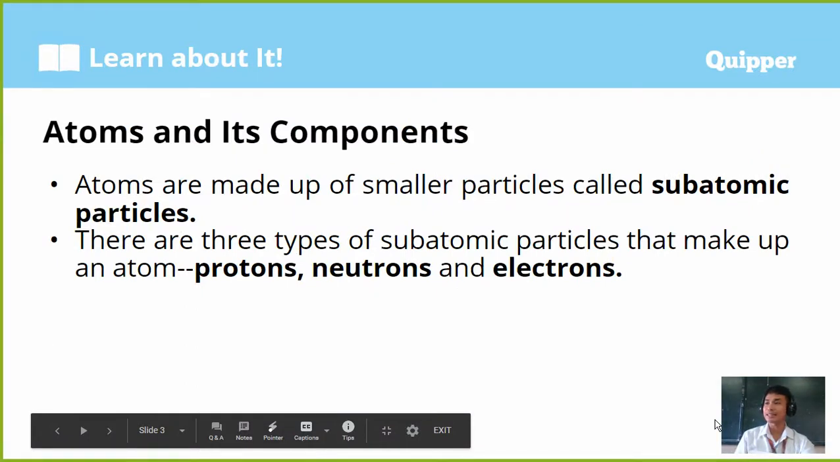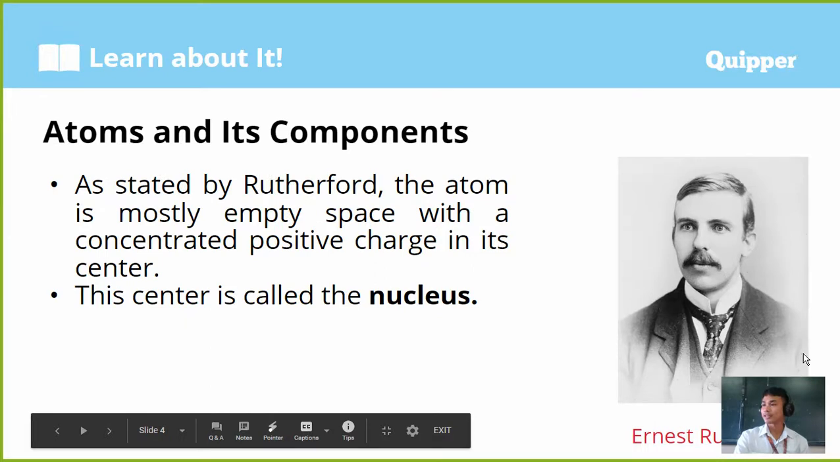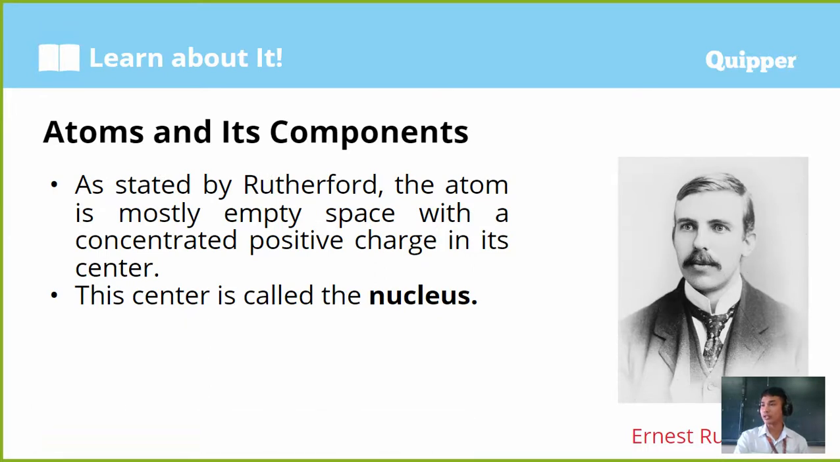So atoms and its components. Remember that all matter is made up of atoms, and all atoms are made up of smaller particles. You call these subatomic particles. There are 3 types of subatomic particles which were discovered in many experiments conducted by scientists. A few were given in our previous discussion, like protons, neutrons and electrons. So what are these particles?